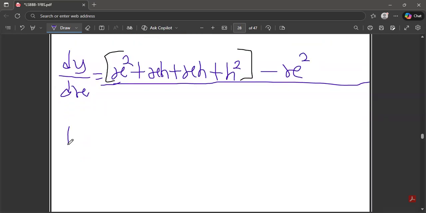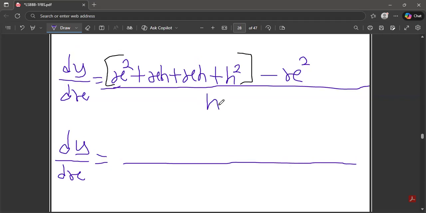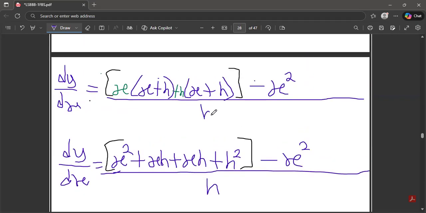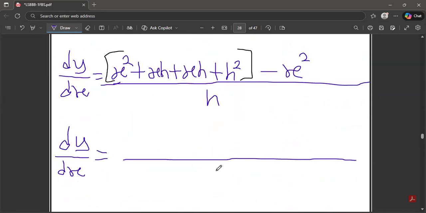All right. So from here, our dy dx is finally going to become what? Whatever you are seeing up there is the same as what? All over h. This is going to be all over h, and this one is also going to be all over h, exactly as you are seeing. So let me put the h over here.